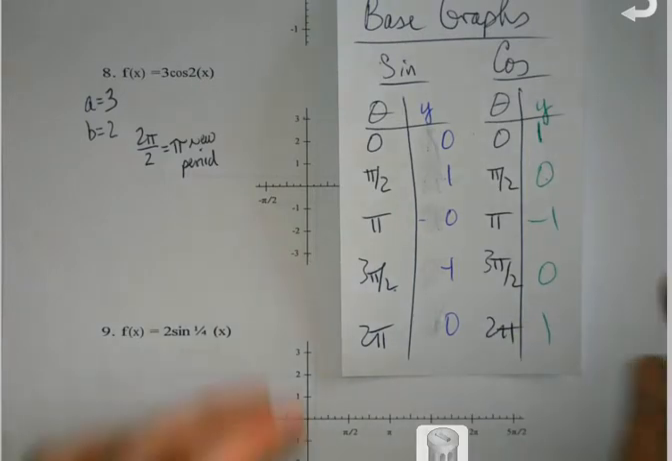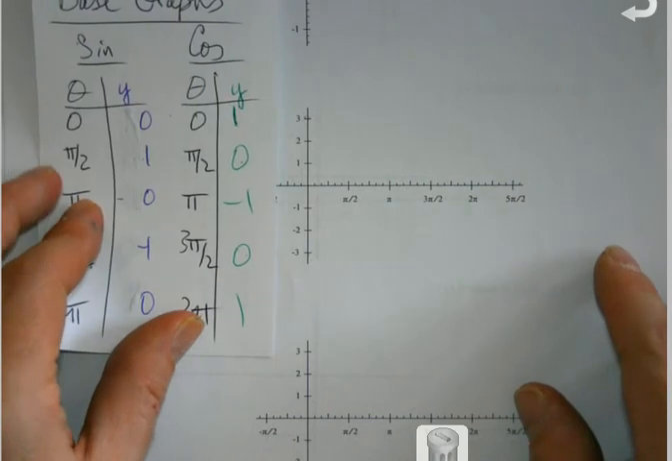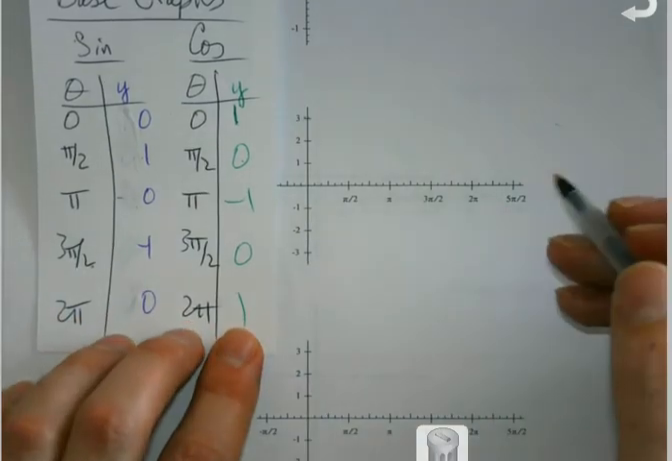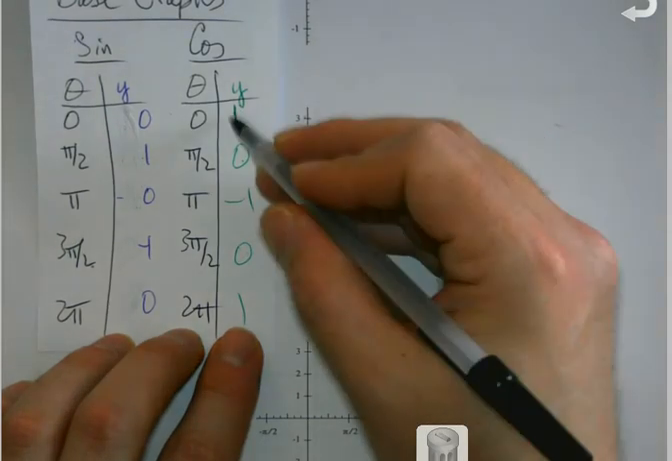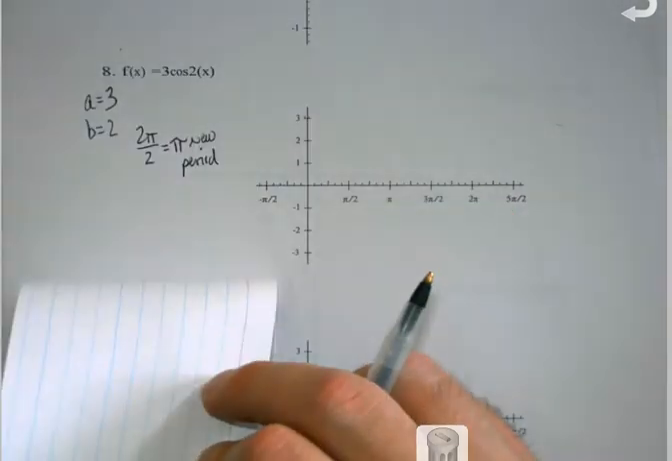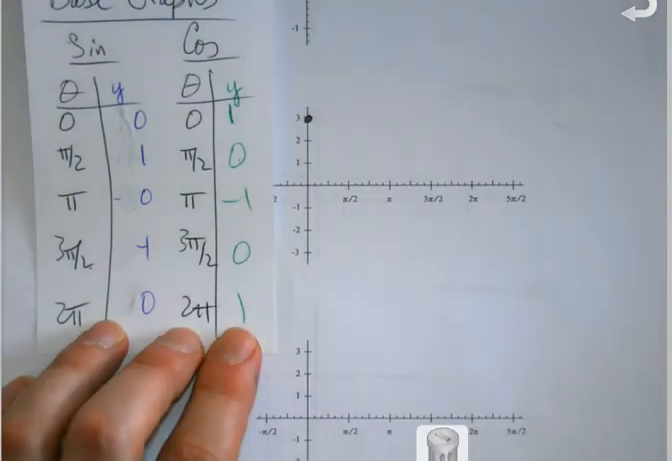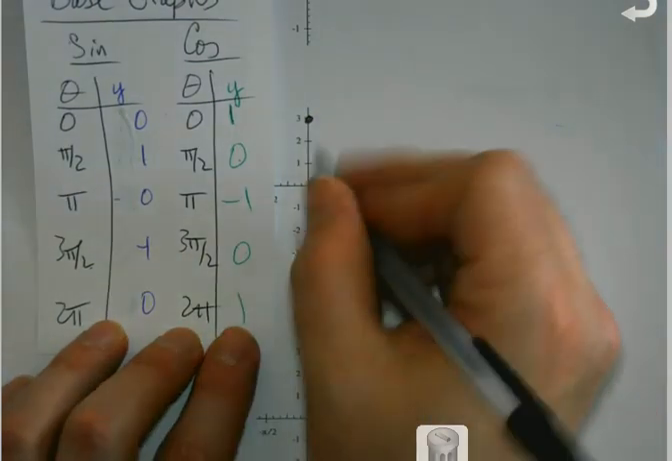So I'm going to look at those. Let me pull this over here. And since we're doing cosine, yes. So cosine, typically at 0 is going to be at 1. But remember, we have that amplitude here, a 3. So we're going to go up to 3. We're going to get our first point. This got cut in half.